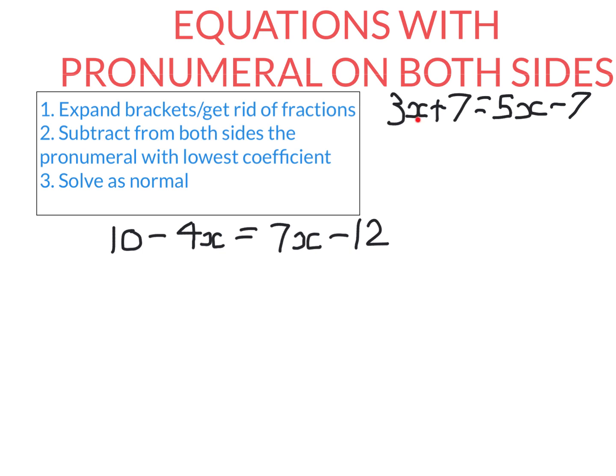When you have the pronumeral in more than one spot, you must first get it to one spot so that you can then undo what's been done to it. So in order to do that, we're first going to expand any brackets or get rid of any fractions. Then to get x to one spot, we're going to subtract from both sides the pronumeral with the lowest coefficient. After you've done that and x is in one spot, you can just solve as normal.